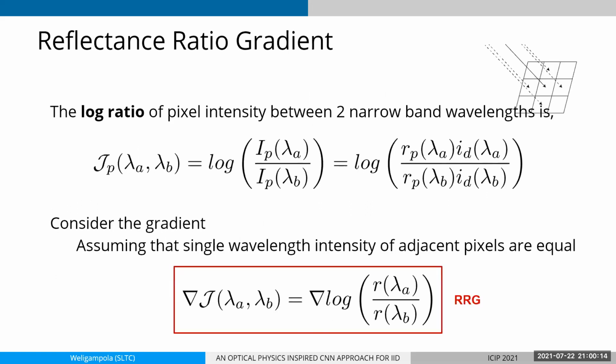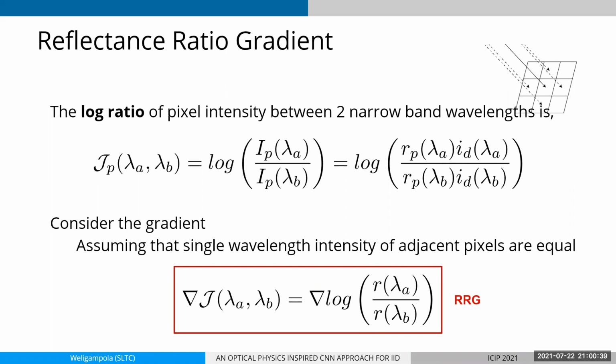So first, for the RRG, we begin with the simplified Phong model. First, we consider the log ratio between the intensities of two wavelengths for a single pixel. So this is given by the first equation that you see over here. Next, if we consider the gradient, we could assume that the intensity ID for two adjacent pixels are the same. And thereby, the gradient can be even simplified as shown in the second equation.